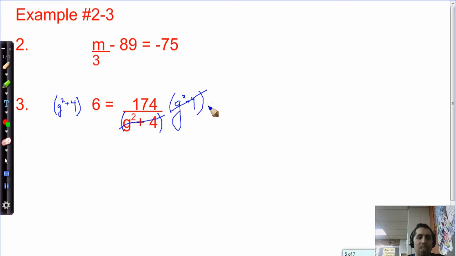So now we can say, oh, this looks a little bit better. We have g squared plus 4 in parentheses, which is important, times 6 is going to be equal to 174. Now I told you this was a twofer. There's 2 ways to solve this one, so I'm going to show you both, and I'm wondering if you can pick out what I'm going to do.